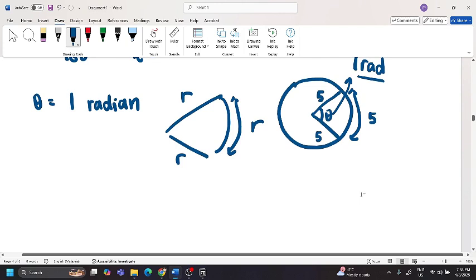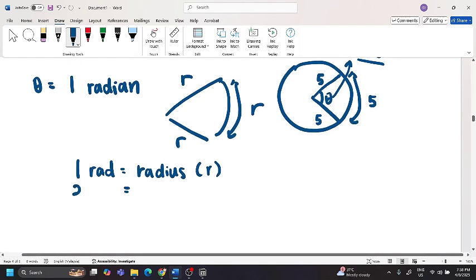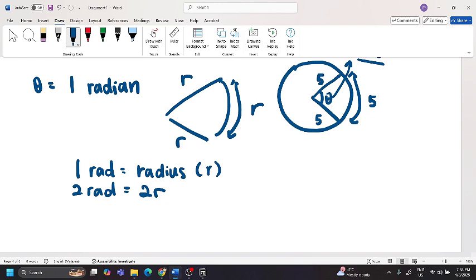When your angle is 1 radian, your arc length is how much? It's equal to the radius, or r. So if my angle is 2 radian, my arc length is equal to 2r. The same goes with 3 radian equals 3r, 4 radian equals 4r.